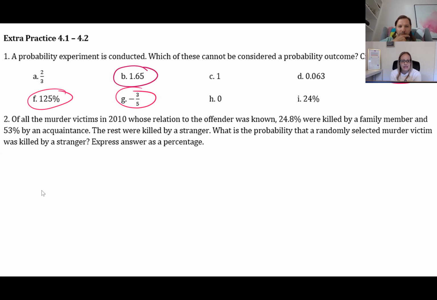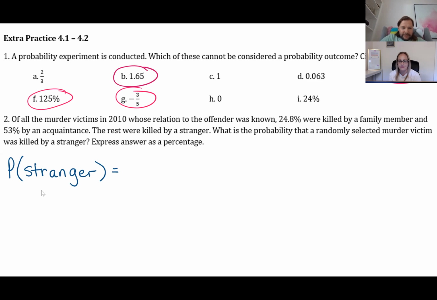Number 2 says that of all the murder victims in 2010 whose relation to the offender was known, 24.8% were killed by a family member and 53% by an acquaintance. The rest were killed by a stranger. What is the probability that a randomly selected murder victim was killed by a stranger?